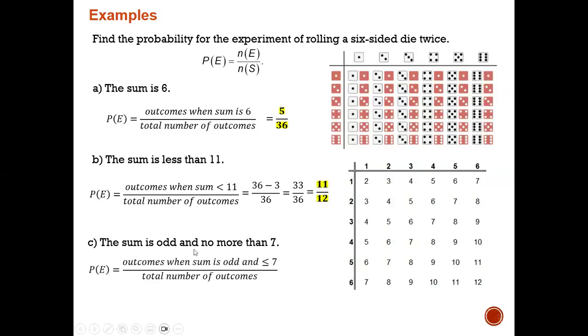What about the last one? The sum is odd and no more than 7. So how many of these outcomes have an odd sum that's not more than 7, so it's less than or equal to 7?